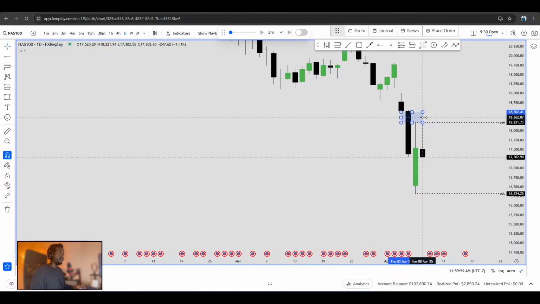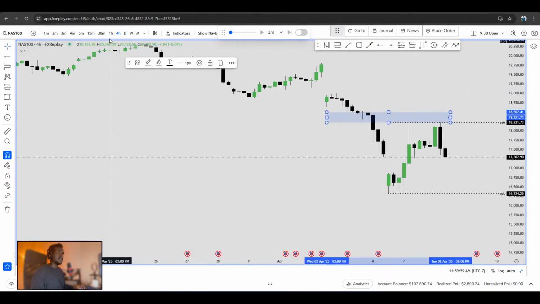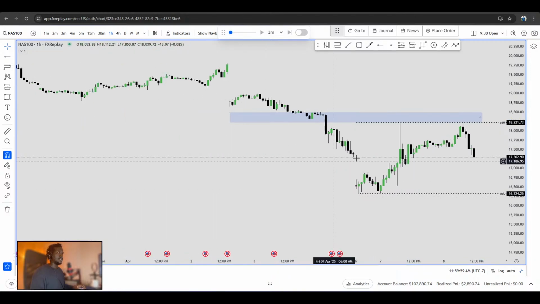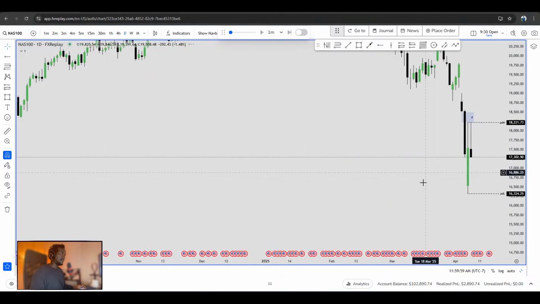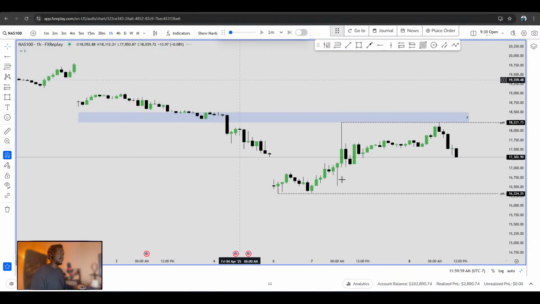So I'm just going to the 4 hour so I can streamline this. Let's go to the 1 hour. So that's done. That's the highest range. Why can I not? Let's go to the daily. Make sure that fair value gap is nicely drawn. Yes, it is. Then let's go to the 1 hour.